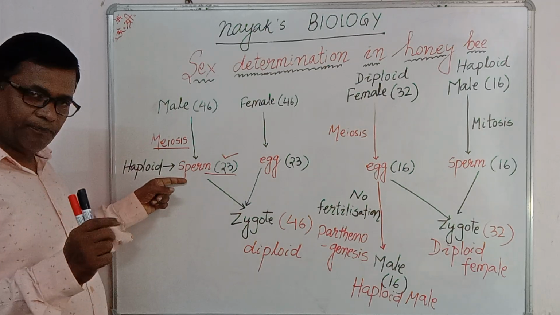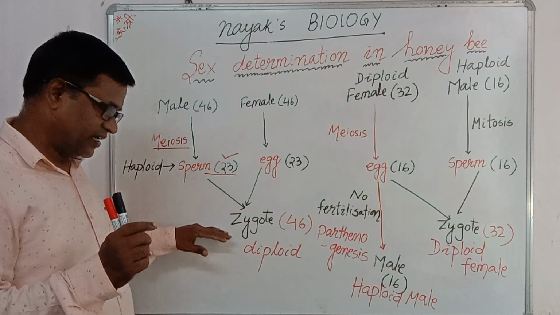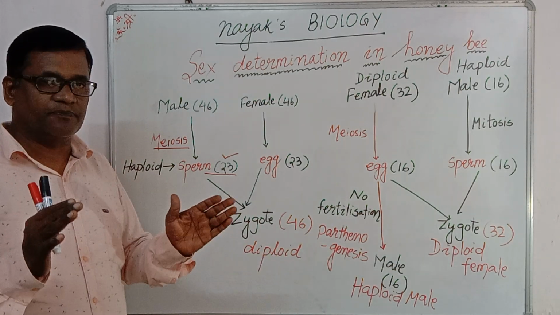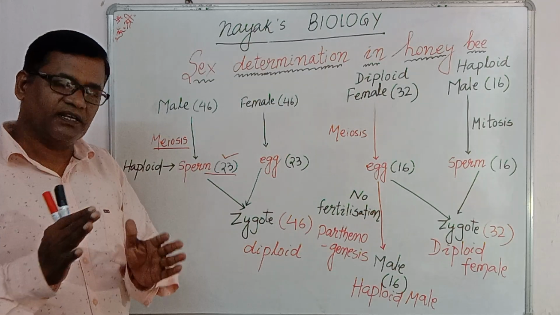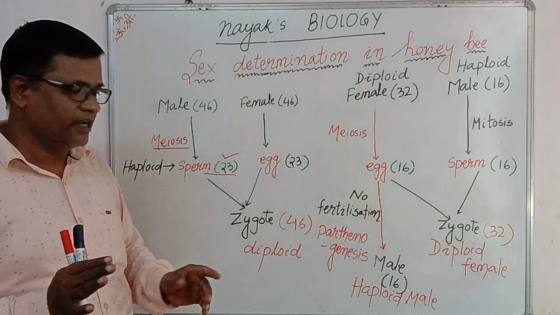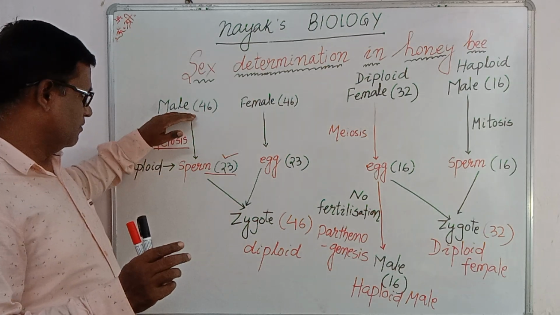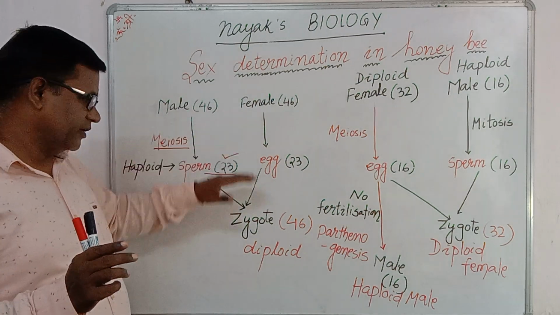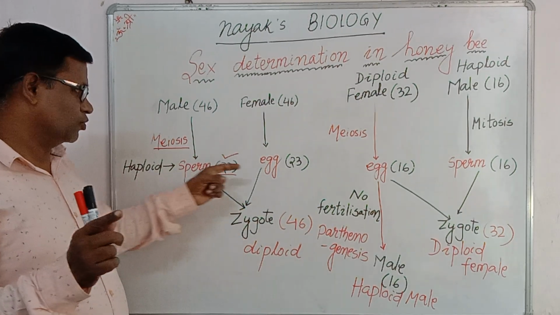Now this sperm is haploid, the egg is also haploid, and they combine to form a zygote which has 46 chromosomes. That means of the 23 pairs, one of each pair is from the father and one from the mother, so the zygote is diploid. Our father, our mother, and we all are diploid, except our gametes, which are haploid.